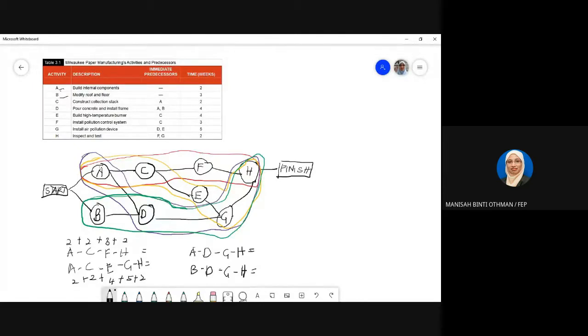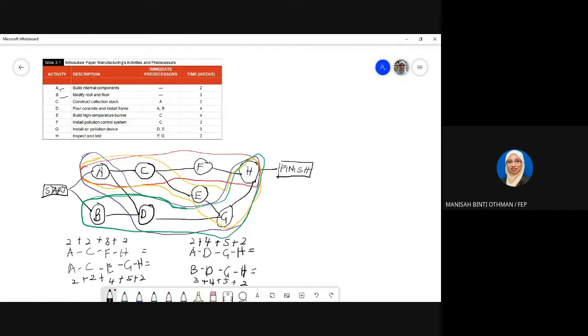Then A is 2 weeks, plus D is 4, plus G is 5, plus H 2. And B is 3, plus D 4, plus 5, plus 2.